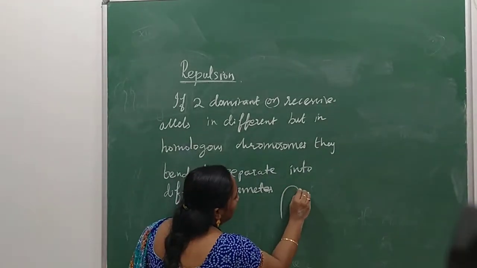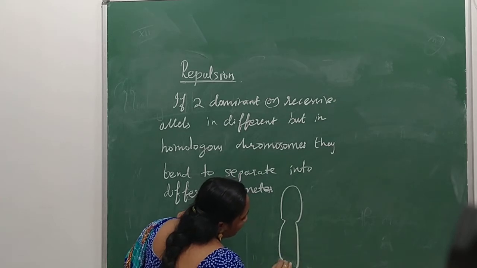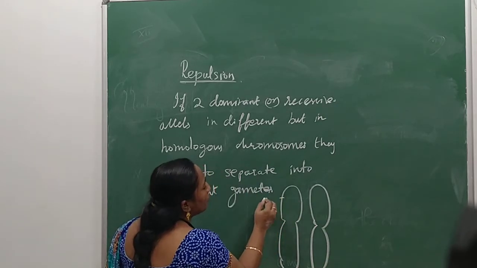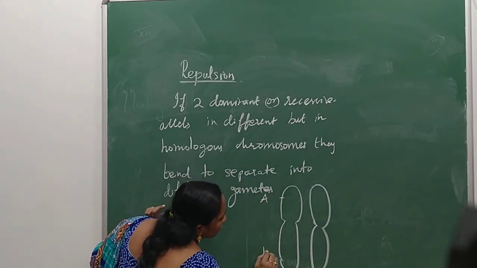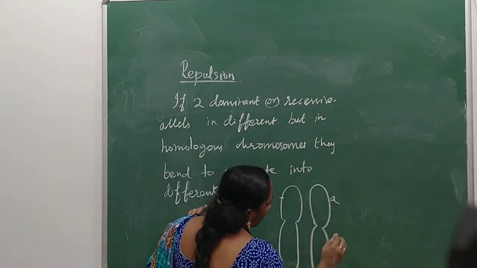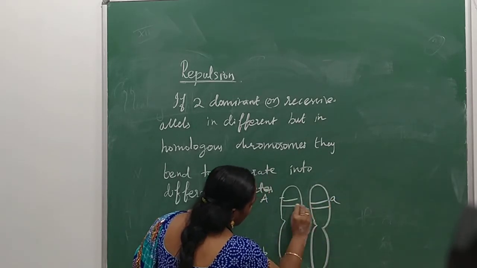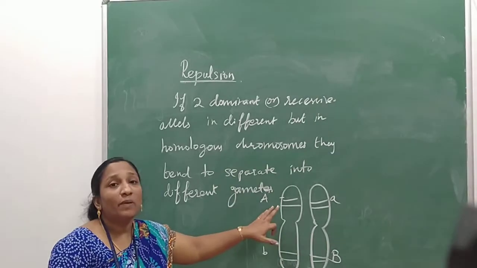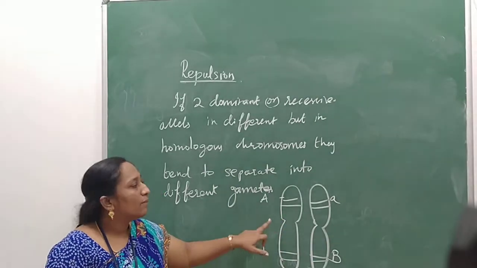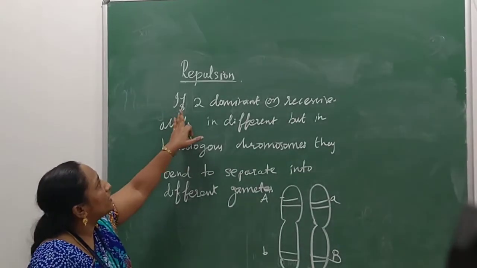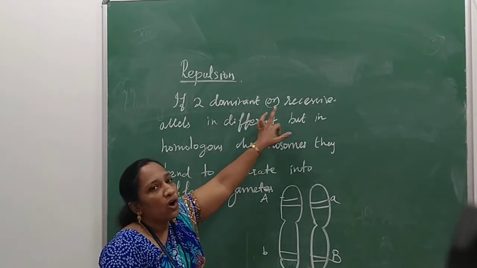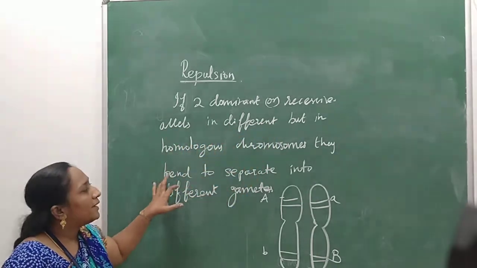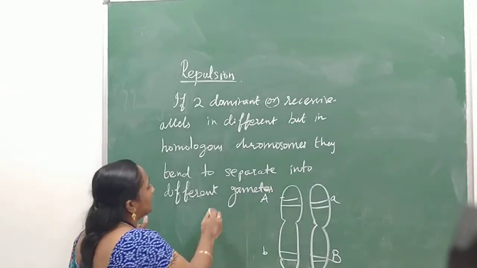So take chromosomes. These are all pair of homologous chromosome, but here two different alleles, capital A and small b. Here small a, but the gene capital B. Okay, so these are different alleles but in the homologous chromosome. So this is the definition of repulsion: if two dominant or recessive alleles are in different but homologous chromosomes, they tend to separate into different gametes.